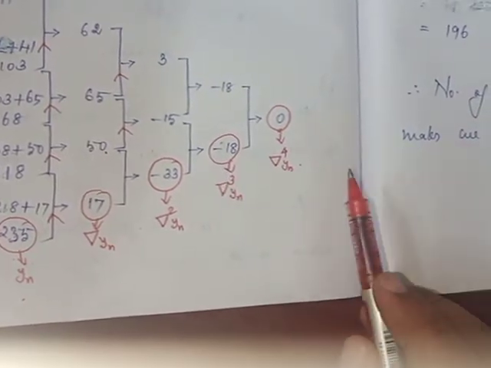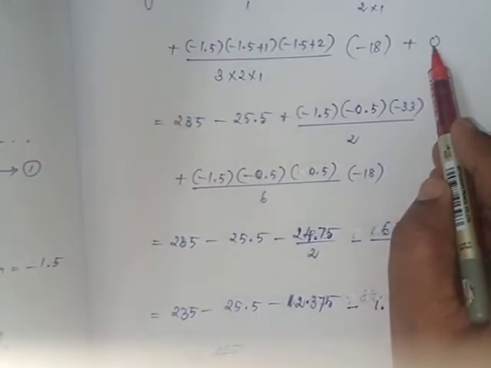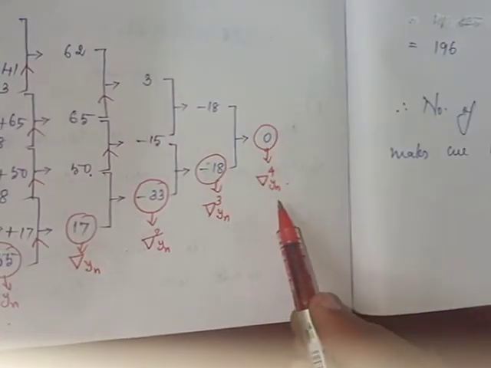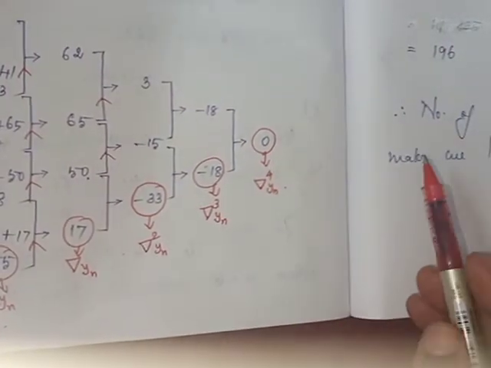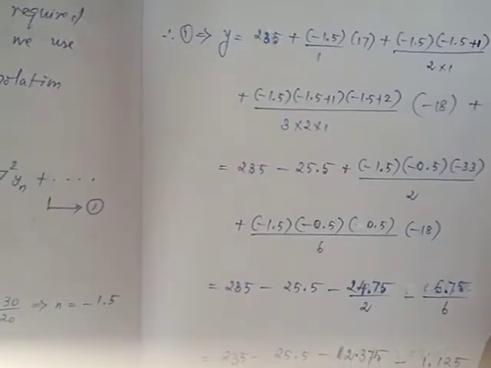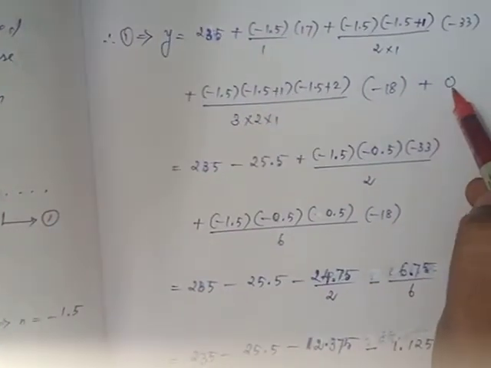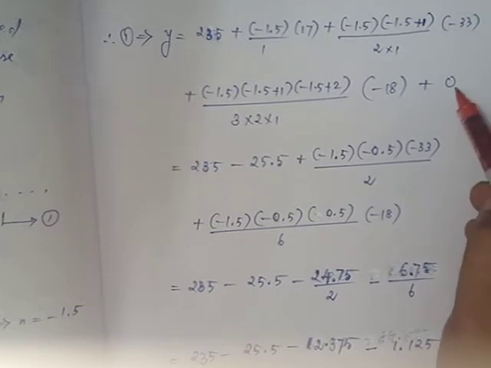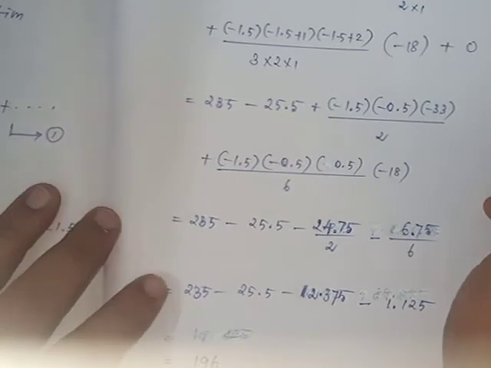At the end, the Δ⁴yn value is 0, because 0 into anything is 0, so you can directly write 0 over here. You no need to write n into n plus 1, n plus 2, n plus 3 and all. Not necessary. Anything multiplied by 0 is 0. You can straight away write 0. Then you have to simplify.